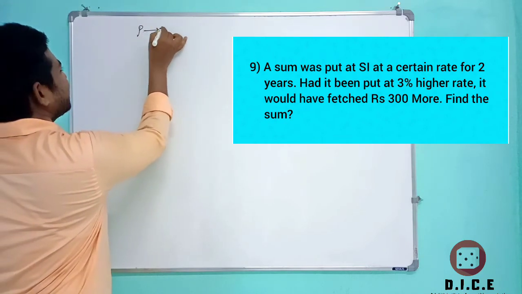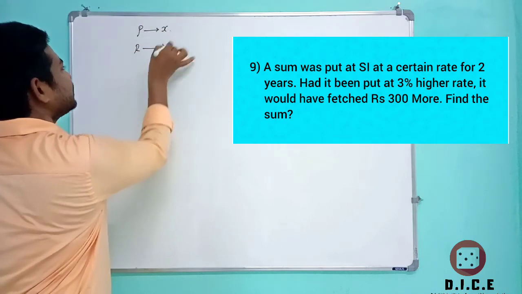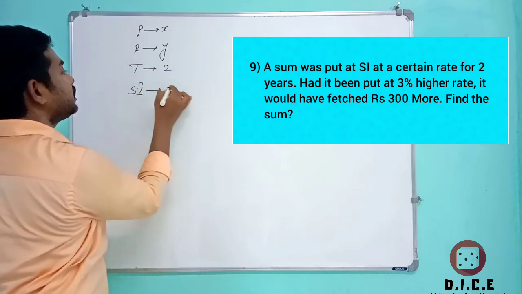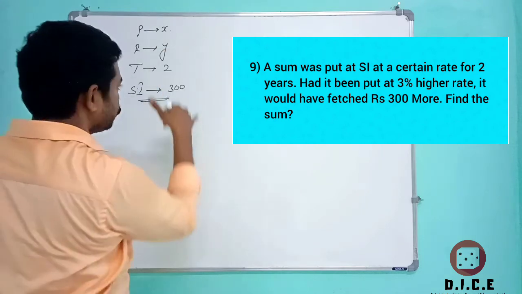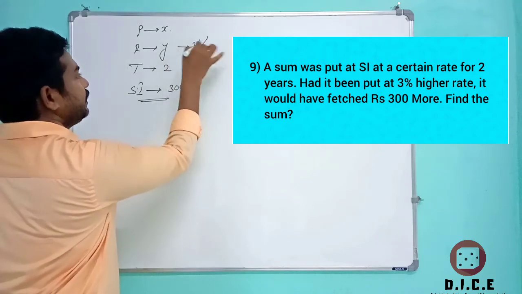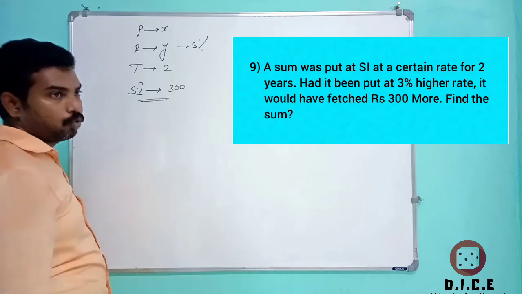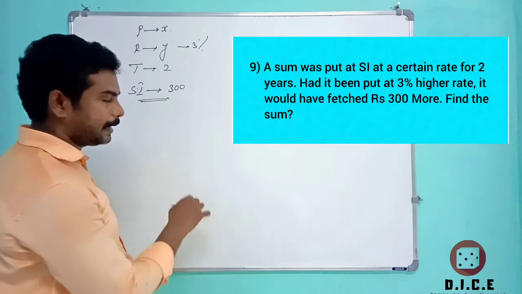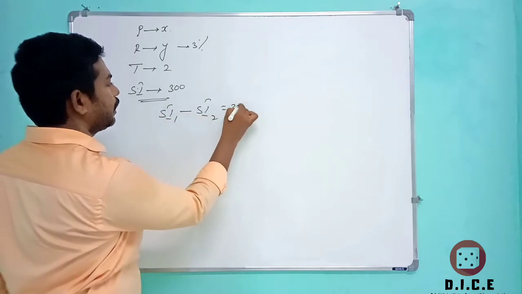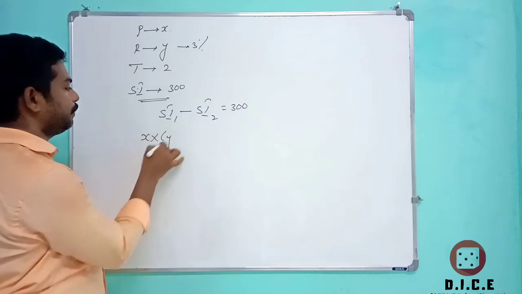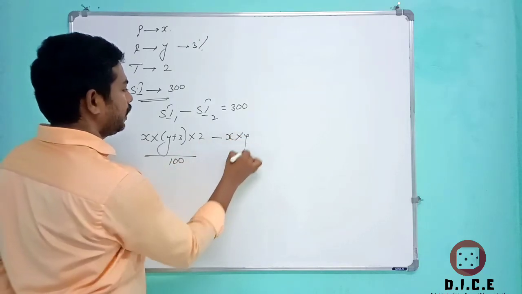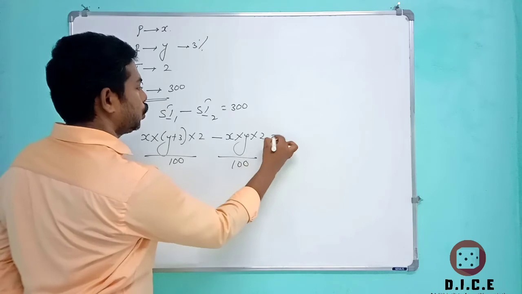Now let us consider the principal as x, and the rate as y, and he has given us the time as 2 years. Simple interest would have fetched 300 more. If the rate is 3% higher, this means the difference of two simple interests is 300 rupees. Therefore SI1 minus SI2 is equal to 300, that is x into (y plus 3) into 2 by 100 minus x into y into 2 by 100 is equal to 300.